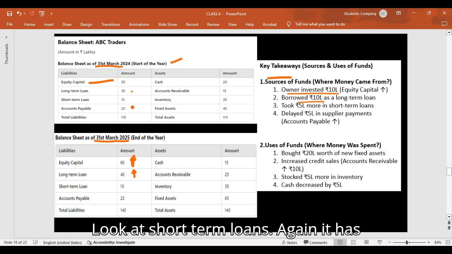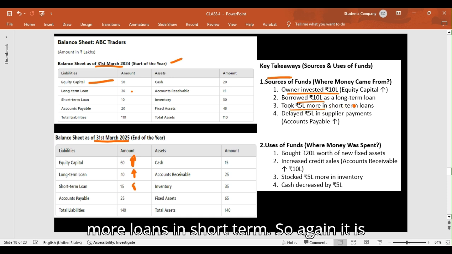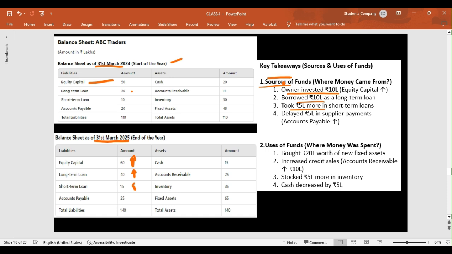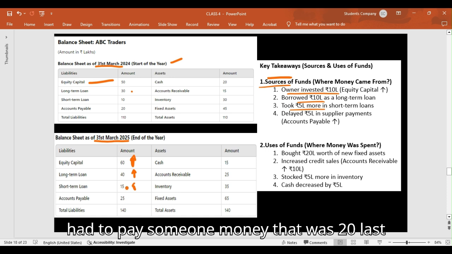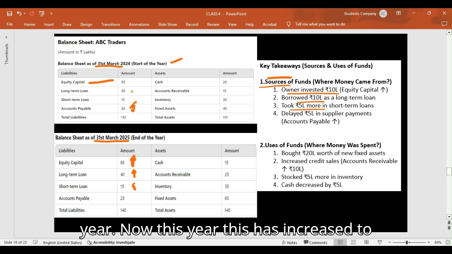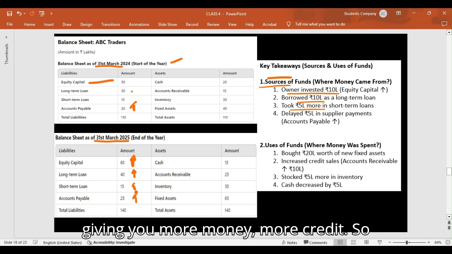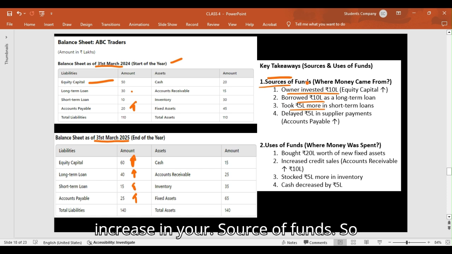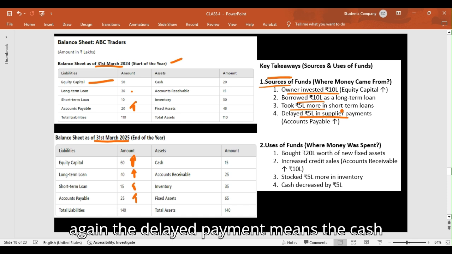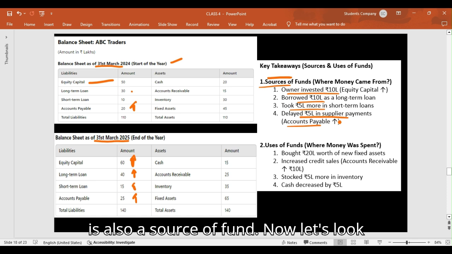Look at short-term loans. Again, it has gone up. So it has taken 5 lakh more in short-term loans. So again, it is a source of fund. And what happens to accounts payable? Accounts payable is almost the same as trade creditors. That means you had to pay someone money, that was 20 last year. Now this year, this has increased to 25. That means the supplier is giving you more credit. So you are again saving money. So it is an increase in your source of fund. The delayed payment means the cash will be left with you. You don't have to spend it. So delayed payments, meaning accounts payable increase, is also a source of fund.